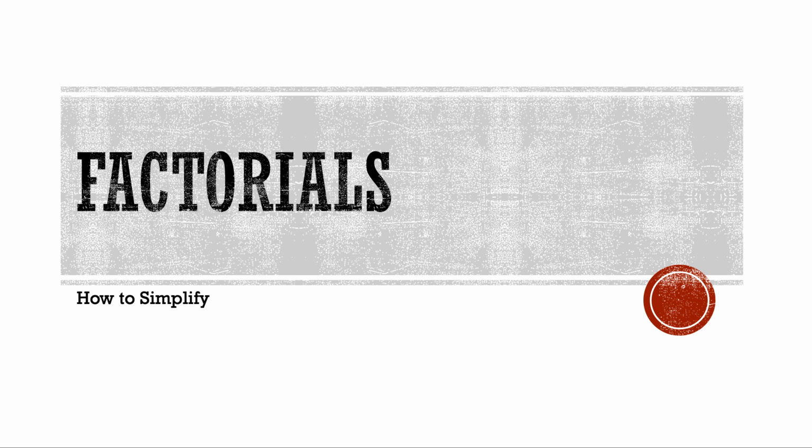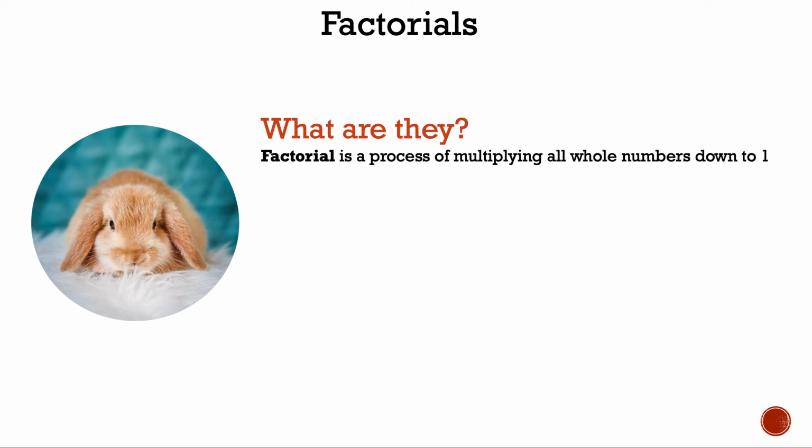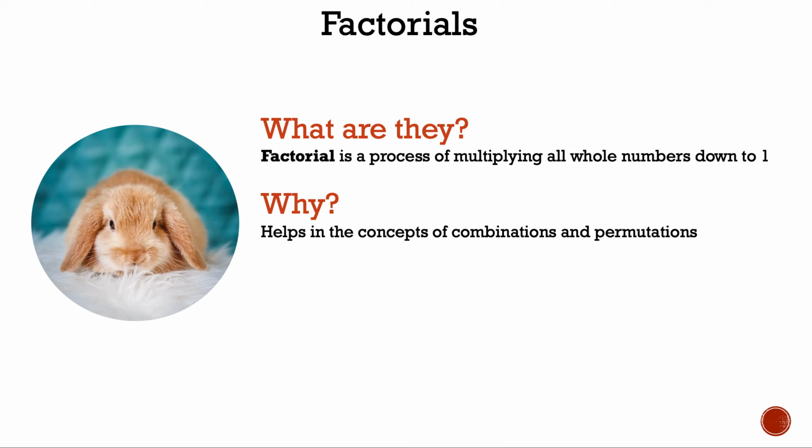Factorials. How to simplify. What are they? Factorial is a process of multiplying all whole numbers down to 1. Why? It helps in the concepts of combinations and permutations.